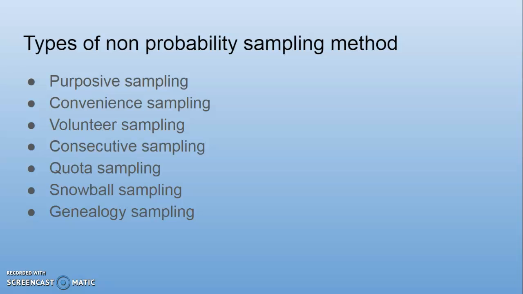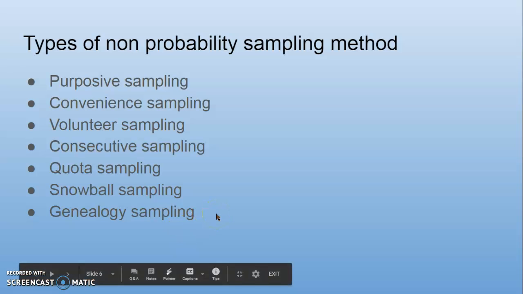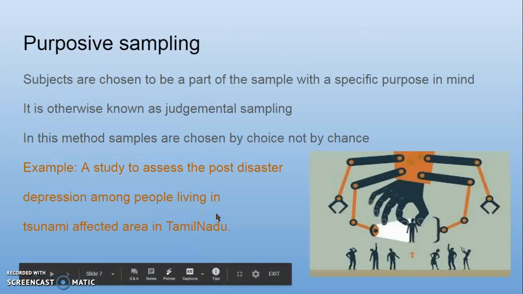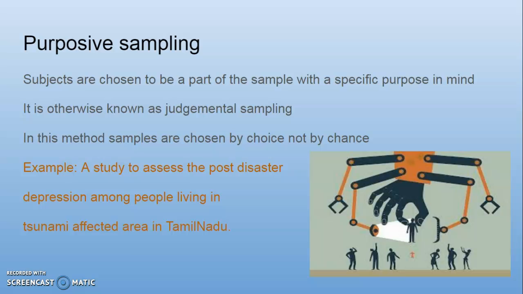What are the types of non-probability sampling method? It is purposive sampling, convenience, volunteer, consecutive sampling, quota sampling, snowball, and genealogy sampling. We will discuss one by one in the coming slides. First one is purposive sampling.